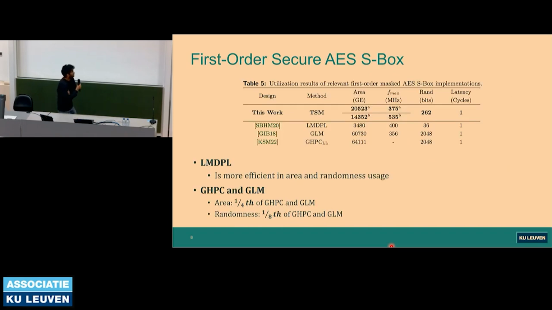So these were some results from the previous work. You have TSM at the top, which is ours, and LMDPL is of course more efficient. It's a lot smaller in terms of area and randomness, and all of them have latency 1. But our work is more efficient in terms of area and also randomness when you compare it with GLM and GHPC.